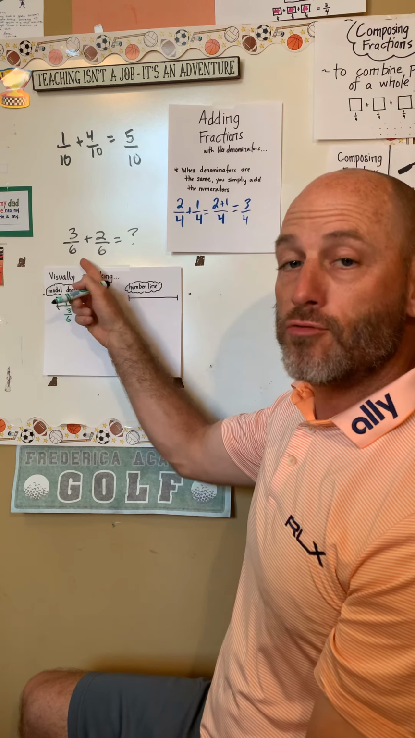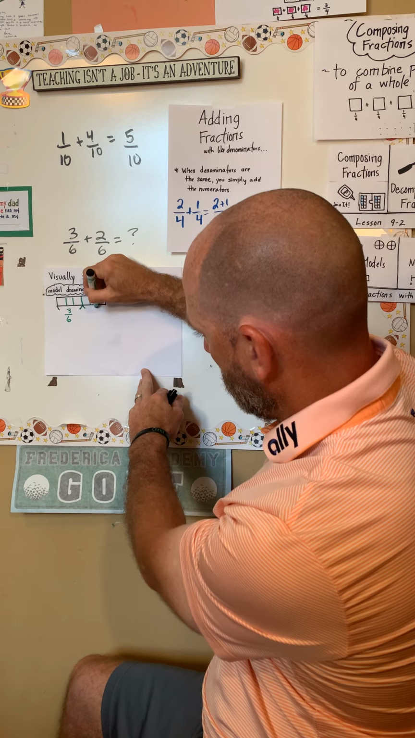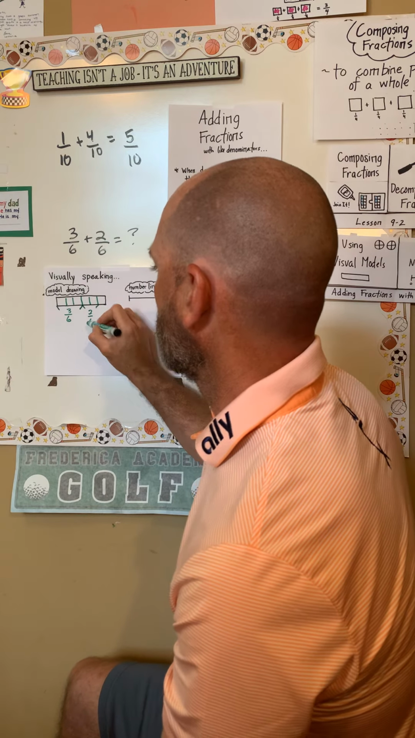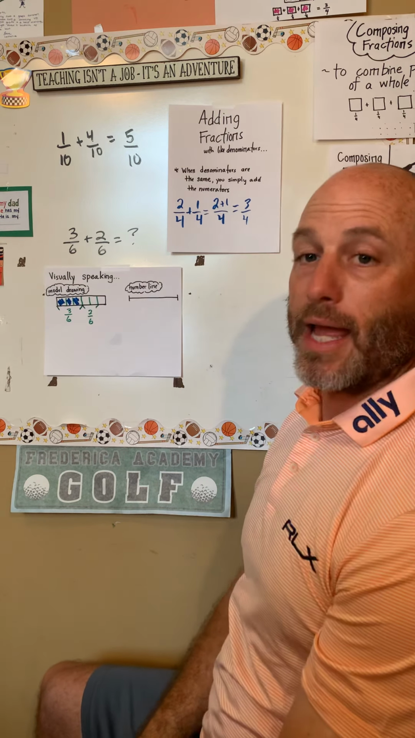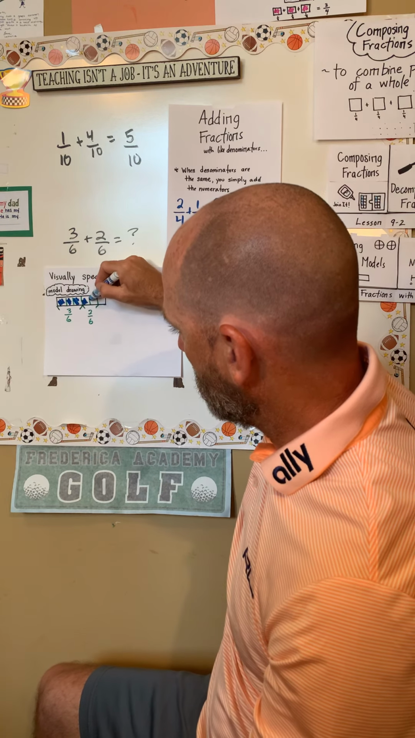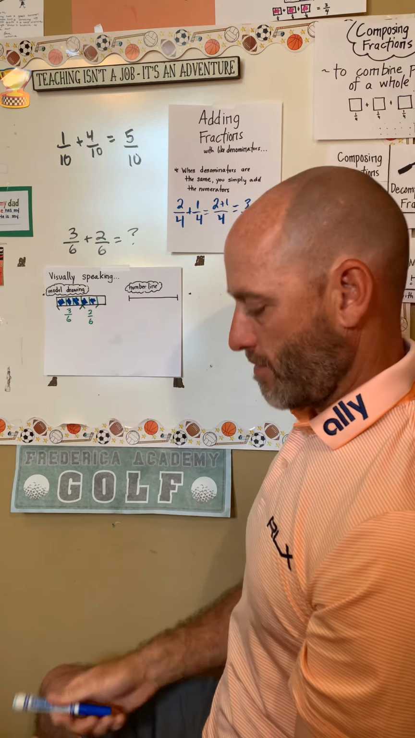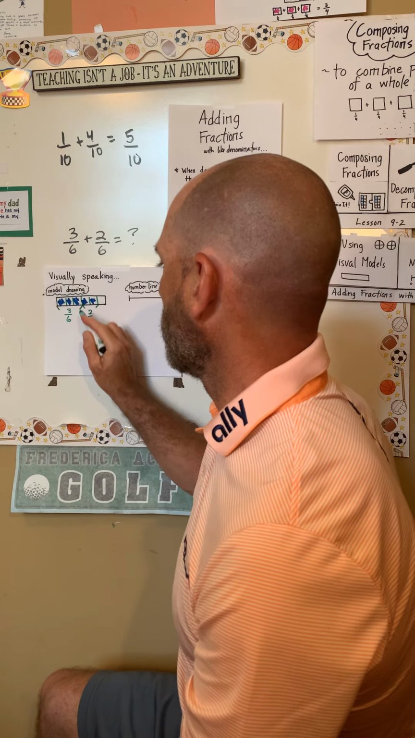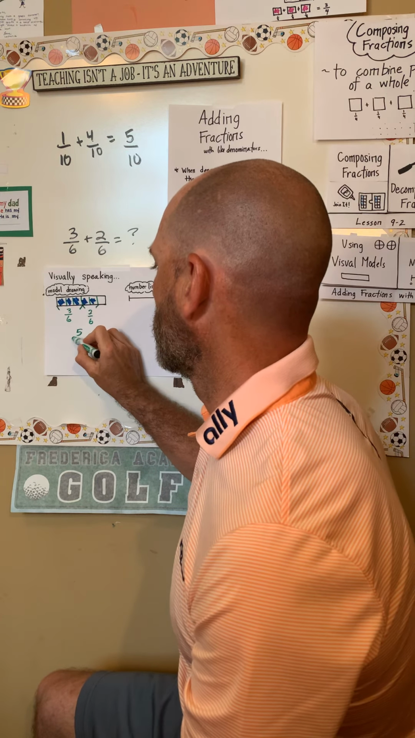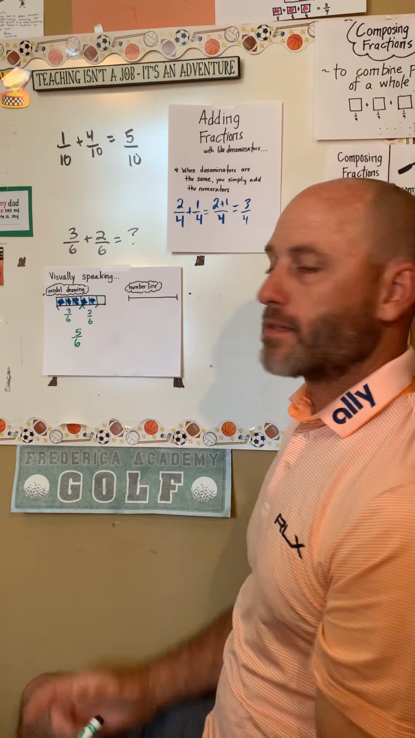Now I'm adding 2 more sixths to that, so starting from there, that is my 2/6. So what does that add up to equal? Well, I have 3 parts, and I add 2 more parts to that. Count them all up. I have 1, 2, 3, 4, 5. And again, that is going to equal 5/6.